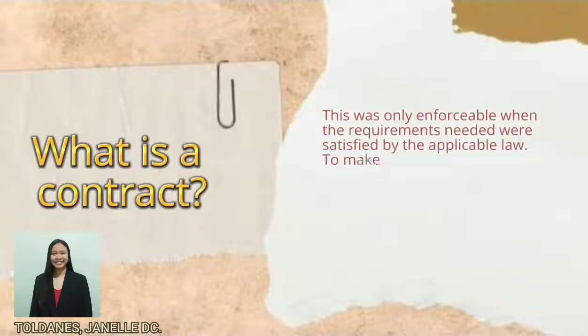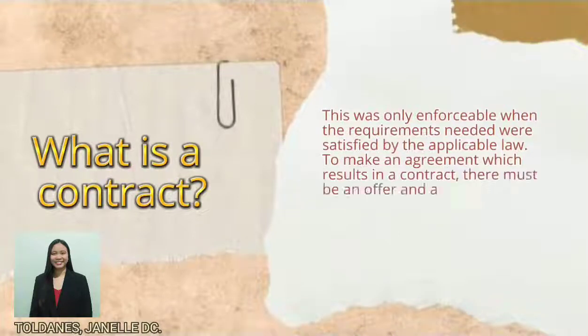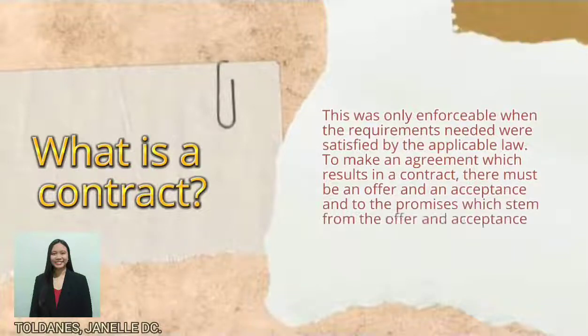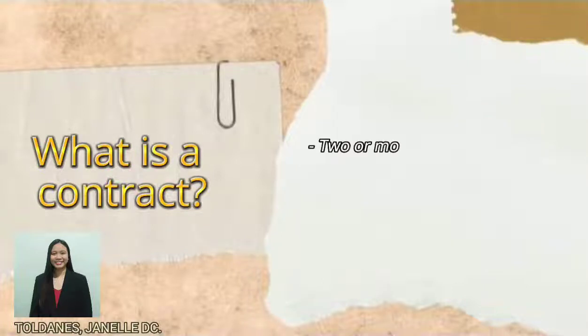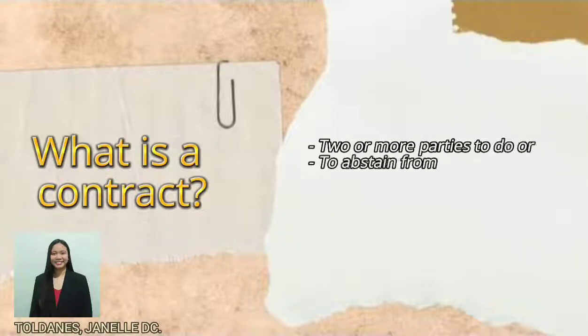To make an agreement which results in a contract, there must be an offer and an acceptance. And to the promises which stem from the offer and acceptance, the law attaches a binding force of obligation. Hence, a contract can be defined as an agreement enforceable by the law between two or more parties to do or to abstain from doing some act or acts, their intention being to create legal relation and not merely to exchange mutual promises, both having given something or having promised to give something of value as consideration for any benefit derived from the agreement.